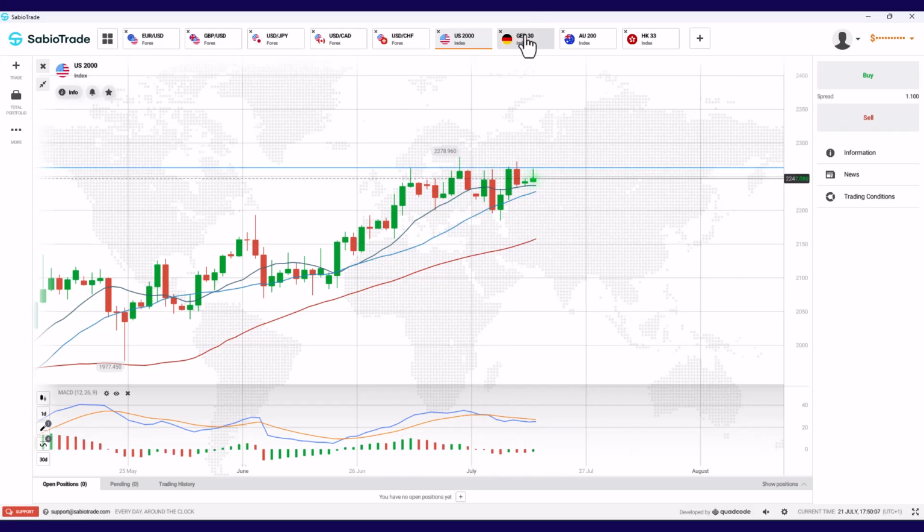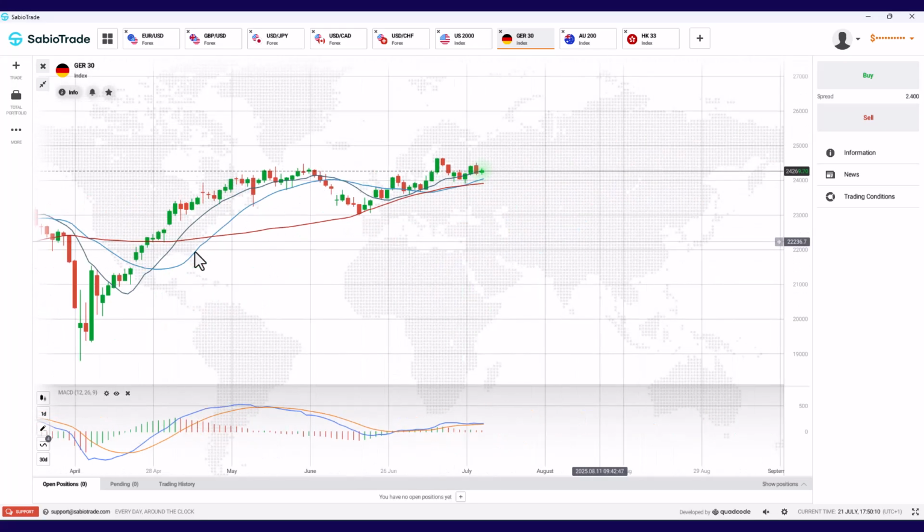Let's have a look as well. When we go away, let's have a look at the DAX. The DAX today also potentially printing a bit of a higher low. We've got a series of higher lows again. This looking relatively healthy here. I like the look of this. There's still more upside potential.